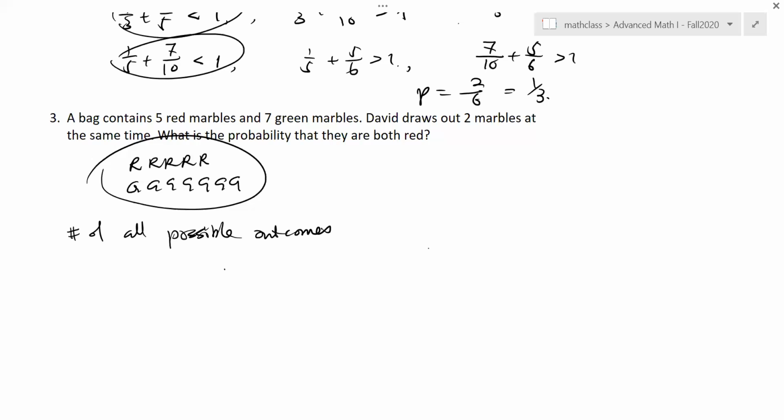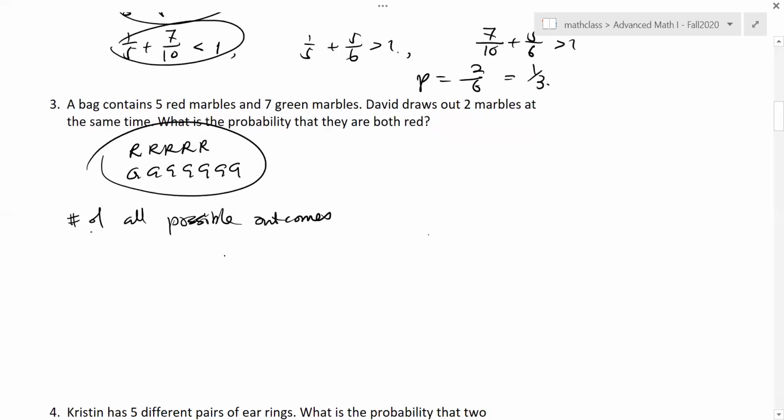Just like 5 Chinese, 7 Americans, right? You randomly pick 2 people. What is the probability that both are Chinese, for example? Those Chinese are different, they're not identical Chinese, but they're Chinese. So marbles are different, but there are 5 red marbles, 7 green marbles. So the number of all possible outcomes, you have 12 different marbles here.